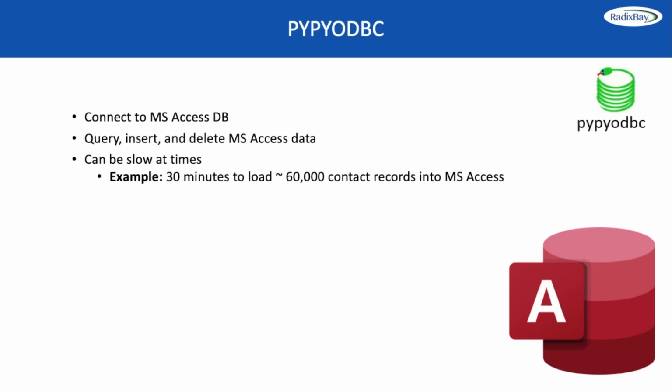The next library I used was PyPyODBC. This library is used to connect Python to the Microsoft Access database. This library will allow you to query, insert, and delete Microsoft Access data. It can be slow at times. For example, I was trying to load in 60,000 contact records one time, and it took around 30 minutes to load those records into Microsoft Access. And then it had to be loaded into Salesforce.